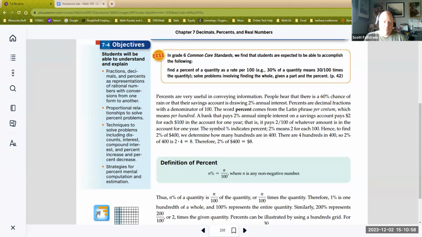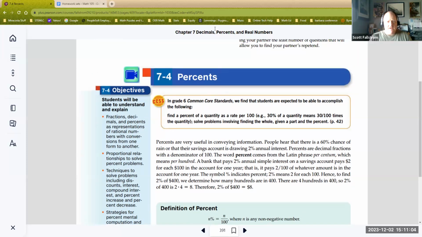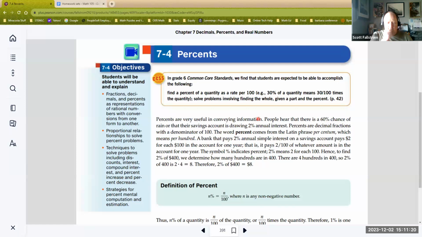We're into section 7.4. This section is on percents. And when you think about percents, most of you have a pretty good idea. You've seen them before, you've used them before, but this is from the Common Core. In grade 6, students are expected to accomplish the following: find a percent of a quantity as a rate per 100. And that's actually what percent means.